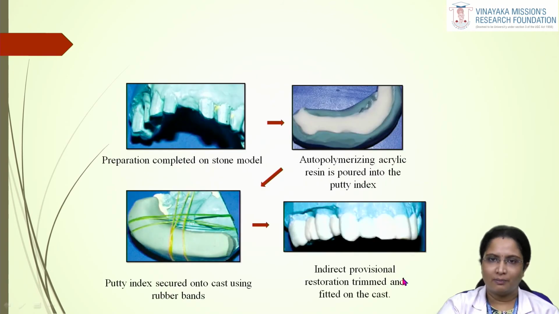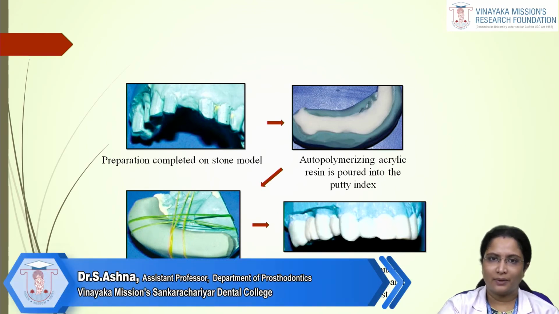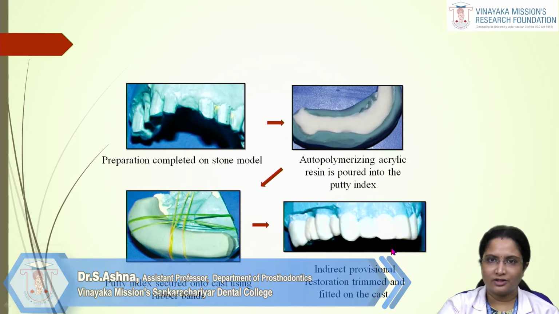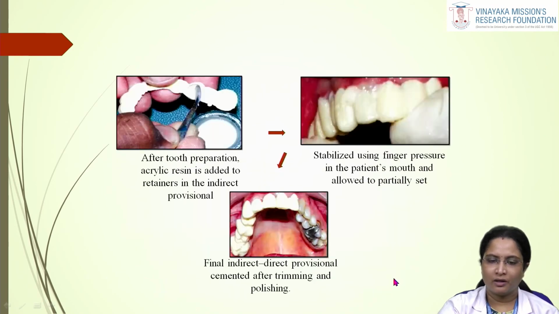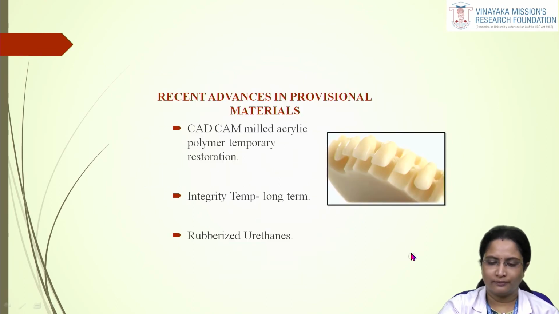So first, we are taking the impression and pouring the cast. We are doing a dummy mock preparation on the cast. Over the cast, we are placing a putty and taking an index. After that, a restorative material is placed on the putty index and it is secured on the cast until the material sets. After that, the restorative material is taken out, excess is trimmed, and the fit is checked in the patient's mouth. After tooth preparation, the inner surface of the temporary restoration is lined with an acrylic resin and directly placed in the patient's mouth, and it is cemented after checking the fit and occlusion.